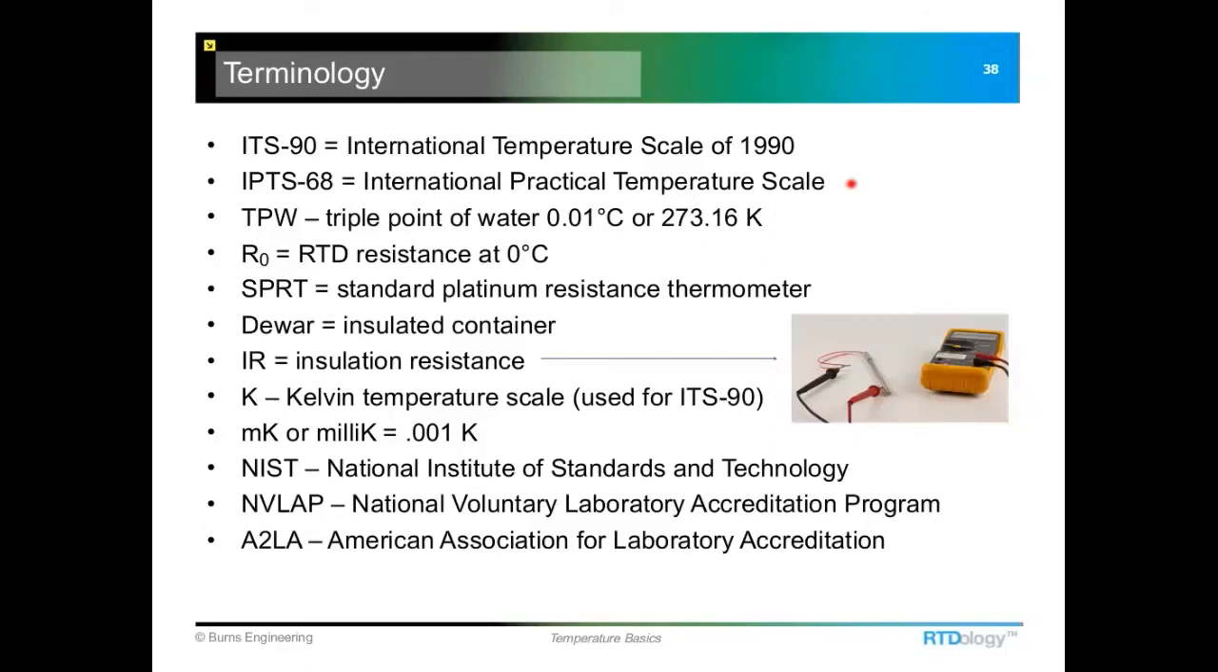And then the R0 term, which is the resistance at 0 degrees C of a PRT or PT100. And I see I did not put PT100 on here, probably should have. Also SPRT, which is the standard platinum resistance thermometer, and that's what would be used for calibrating other PRTs or PT100s. And insulation resistance, another commonly seen spec for RTDs. And that's really about the most common ones that you're going to run into. Kind of pick your favorite off the list.